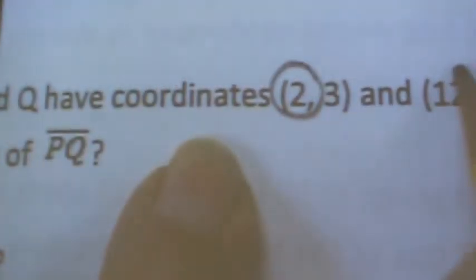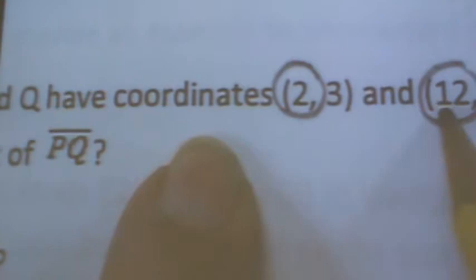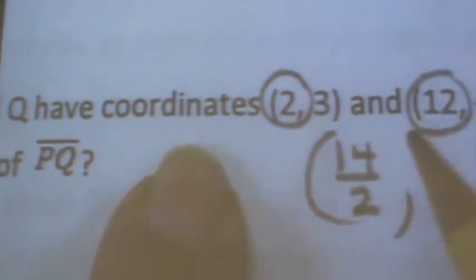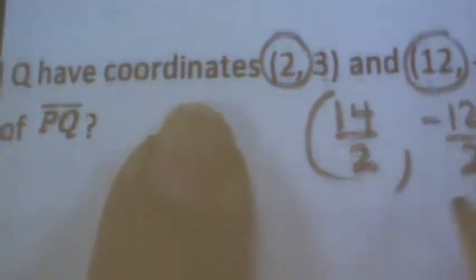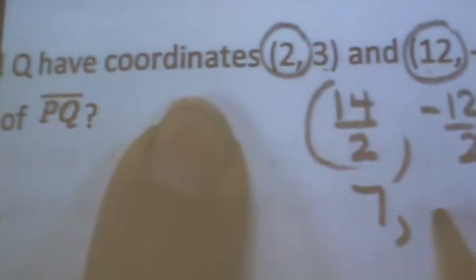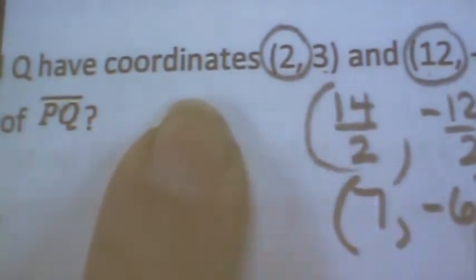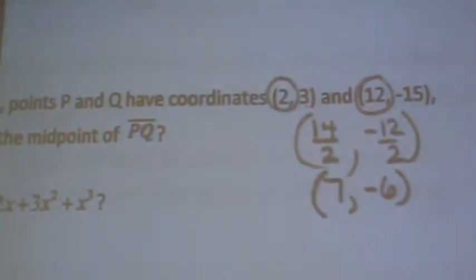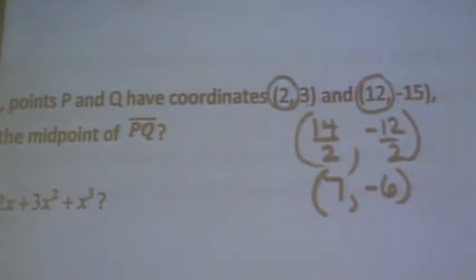Next one, 22. What's the formula for midpoint? We need the midpoint of these two points. You add the x's, x1 plus x2. What's 2 plus 12? 14 over 2. And then add these two up. You get -12 over 2. So what is the midpoint? 7, -6. You add your two x's, divide by 2, add the two y's, divide by 2.